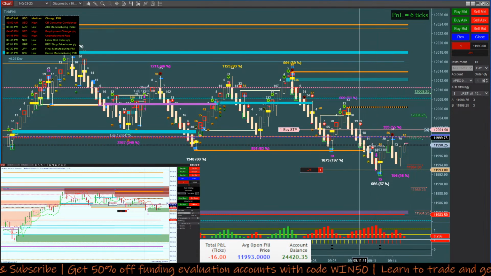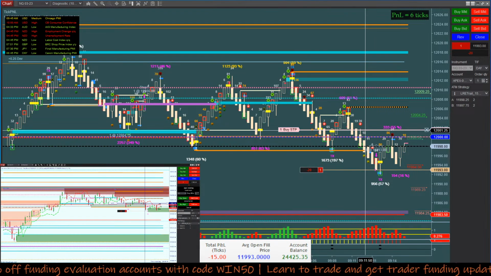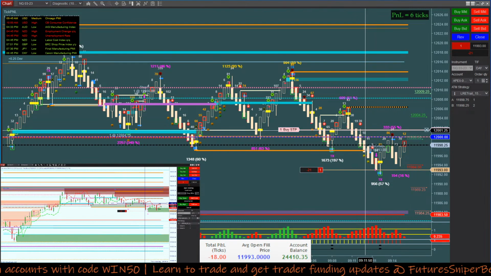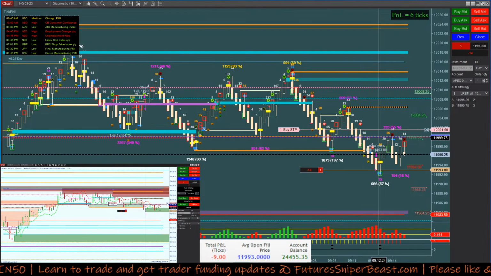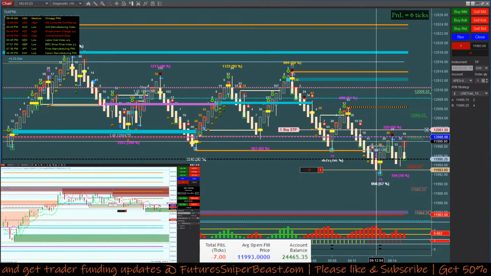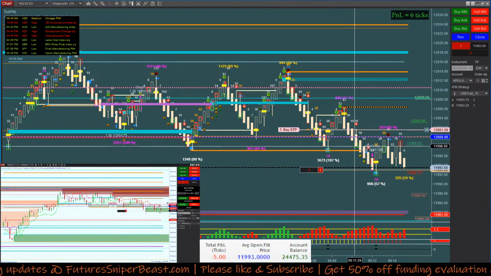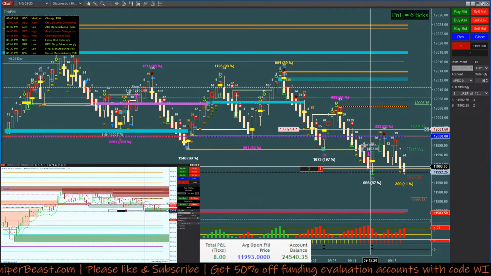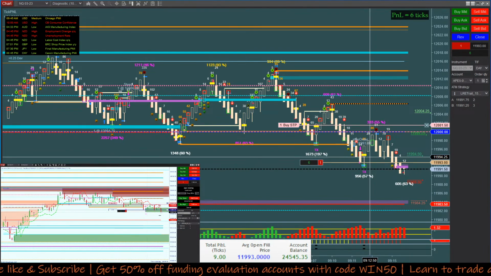Yeah, it wants to keep testing this 12,000 area. It doesn't look like it's quite ready yet. Still not getting any OP or anything to tell me it's going to go down. Just got to leave my stop here and see what it does. There we go. We laid a ZOI here.